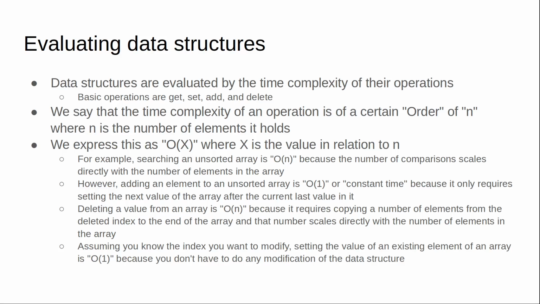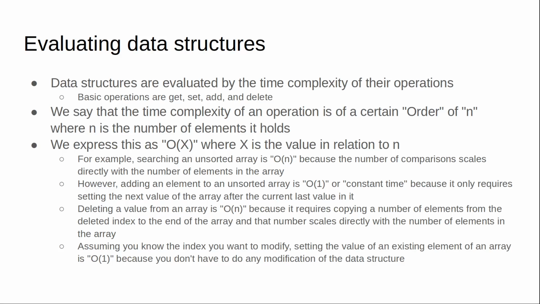So if we have an array that's 50 items in size, on average we're going to do 25 comparisons because what we're looking for is going to be somewhere in the middle. If we have an array that's 100 items in size, then on average we're going to do 50 comparisons. So the number of comparisons that we make on average scales linearly with the number of items that are in the array.